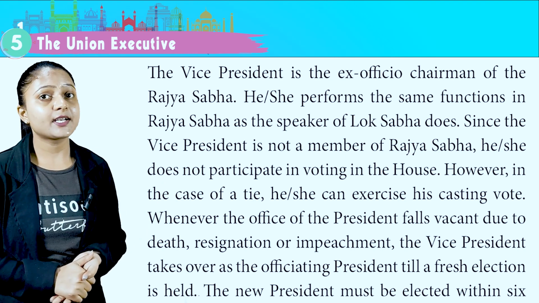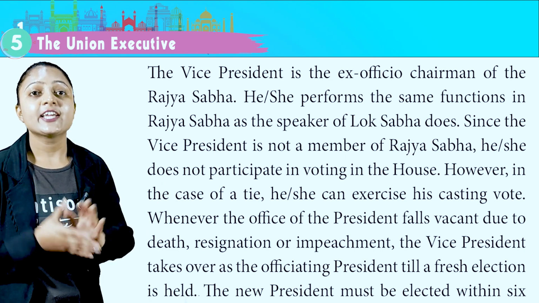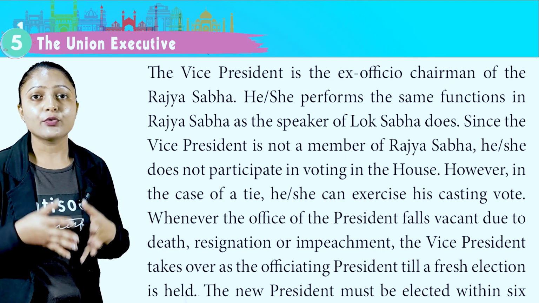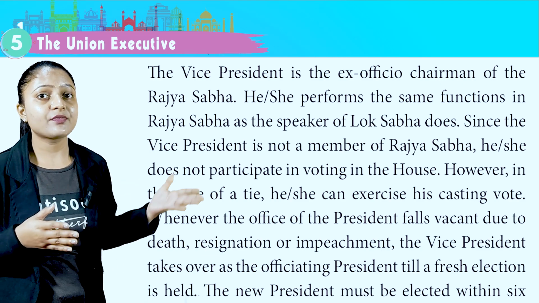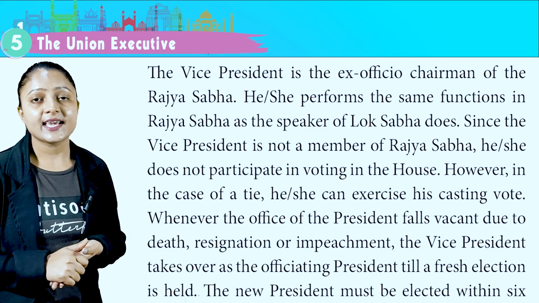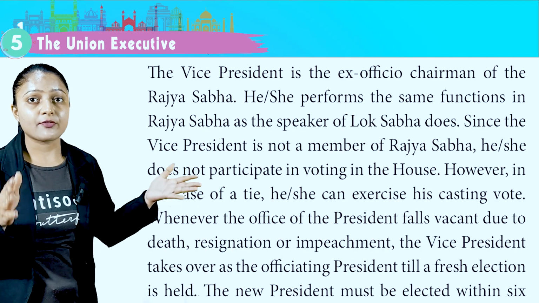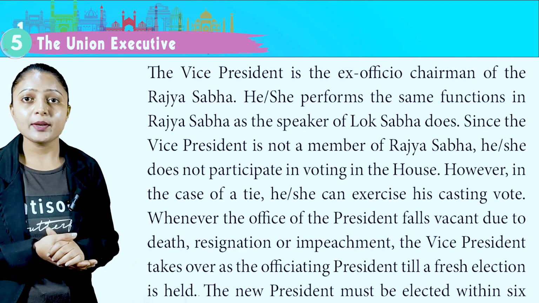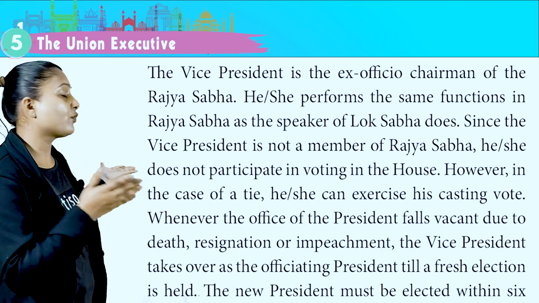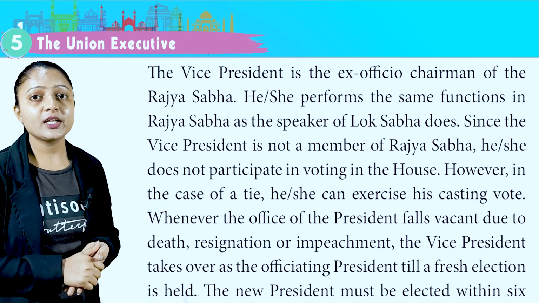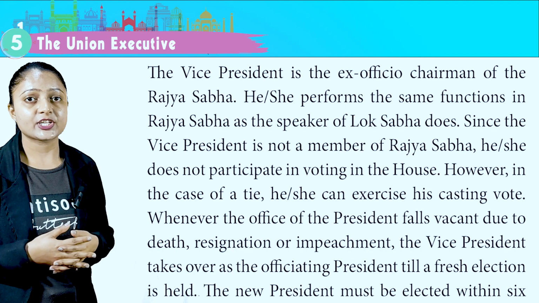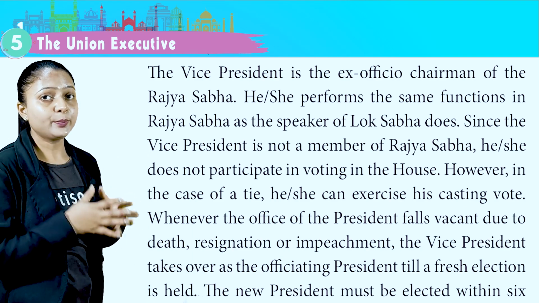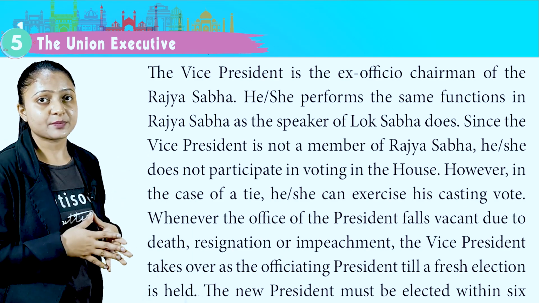Since the Vice President is not a member of Rajya Sabha, he/she does not participate in voting in the House. However, in case of a tie, he/she can exercise his casting vote. Whenever the office of the President falls vacant due to death, resignation or impeachment, the Vice President takes over as the officiating President till a fresh election is held.